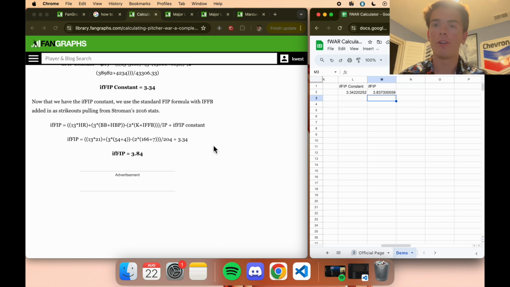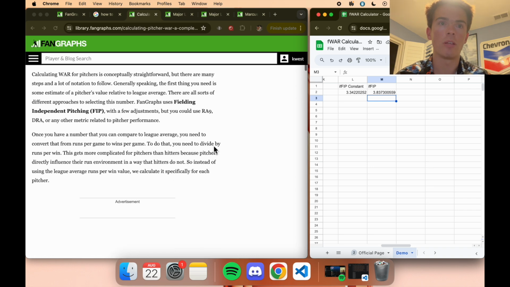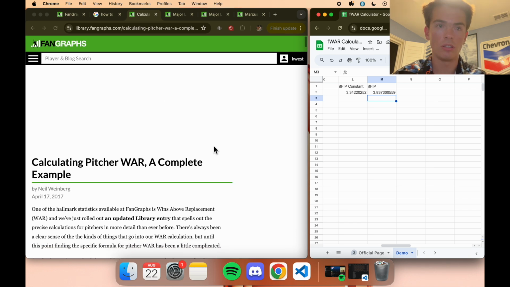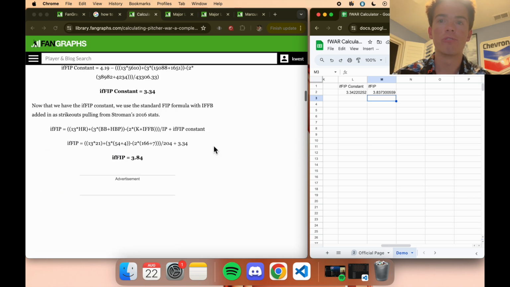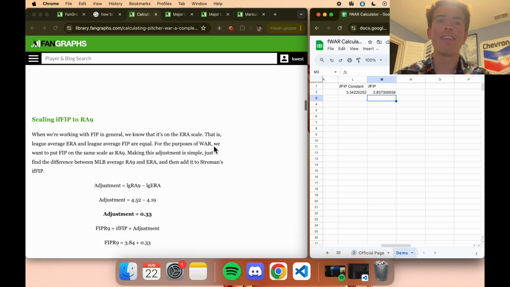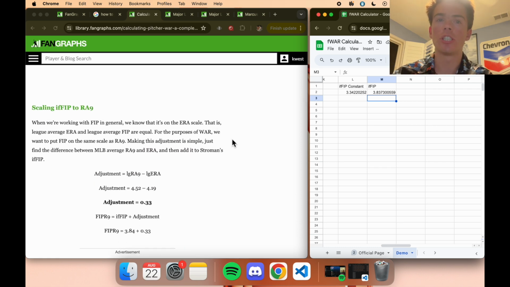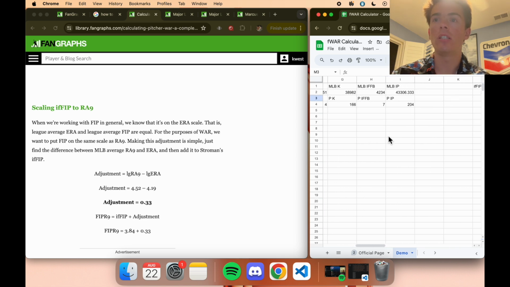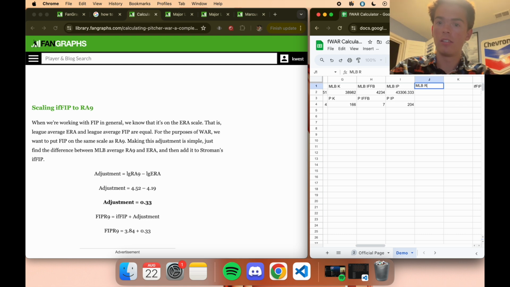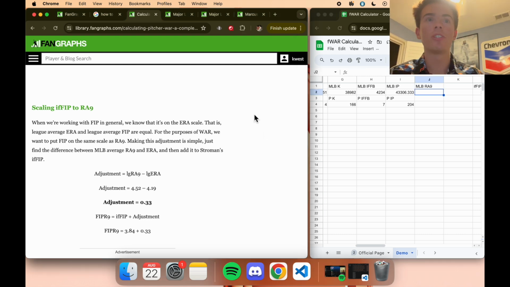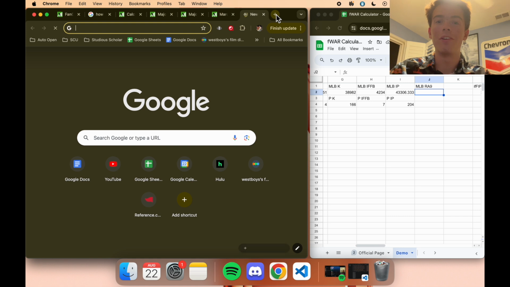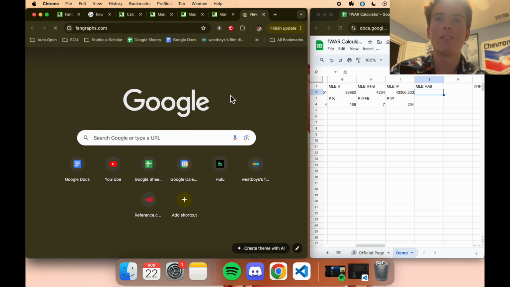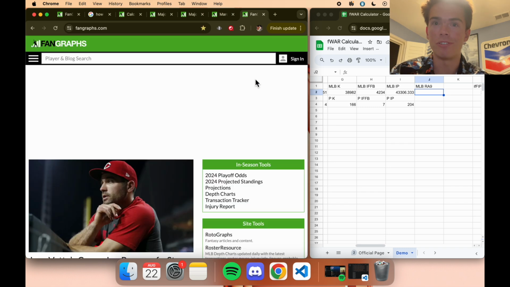So the person that made this, I believe his name is Neil Weinberg, he's doing some rounding, and we're not. We're very precise here. So okay, next, we're gonna use this adjustment factor, and so we're gonna need MLB RA9. And this is tricky because Fangraphs doesn't have this. Let's just open another. I'll prove my point real fast. Fangraphs does not have RA9. It's actually Baseball Reference where we're gonna go find it.